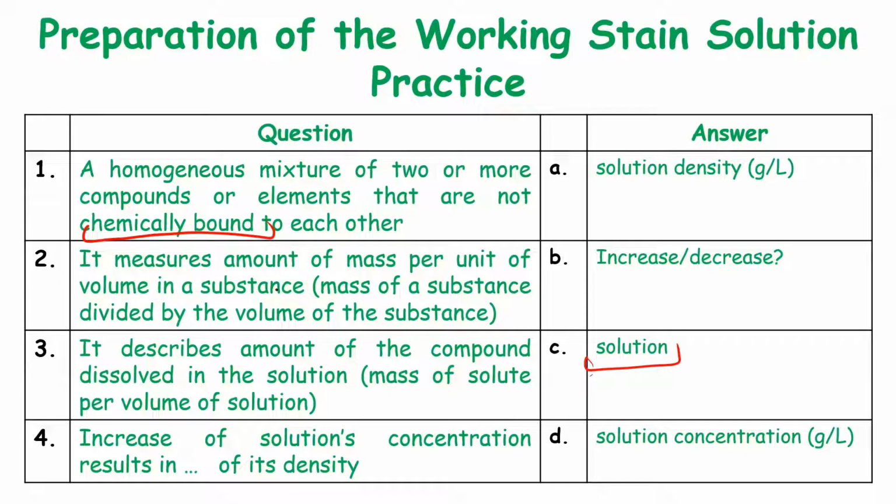Okay, second part. What measures the amount of mass per unit of volume is solution density. Why not concentration? Because concentration measures amount, like in moles per volume. Not always the same, though, so it could be in grams per liter. So what makes you think that it is the density, not the concentration?